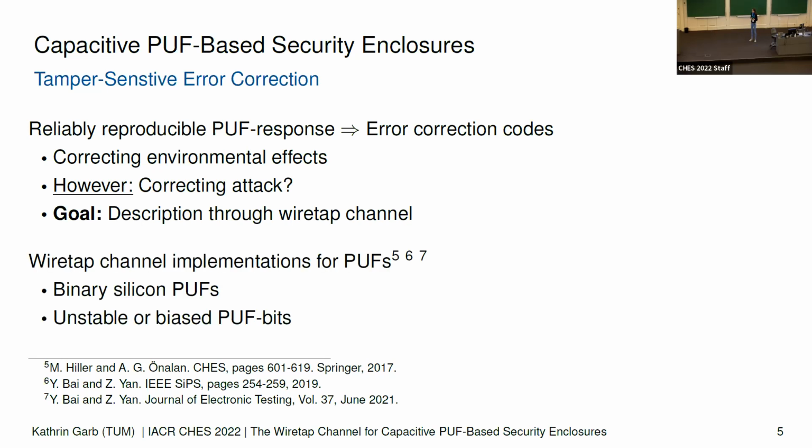There have been previous wiretap channel implementations in the context of PUFs, but they focused on binary silicon PUFs, and we have an analog PUF. They also had a completely different use case because they focused on debiasing unstable or biased PUF bits. Our goal here is to construct a tamper-sensitive error correction code.